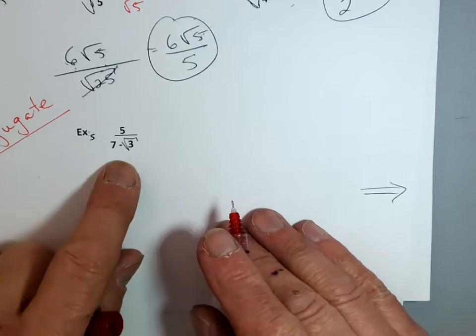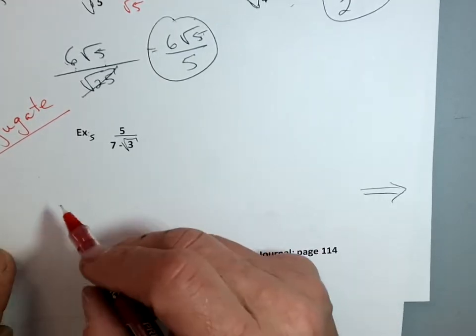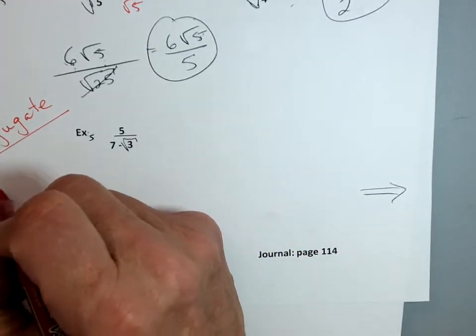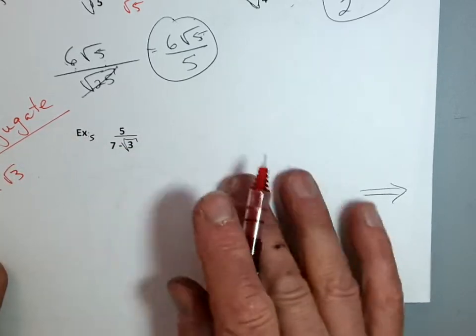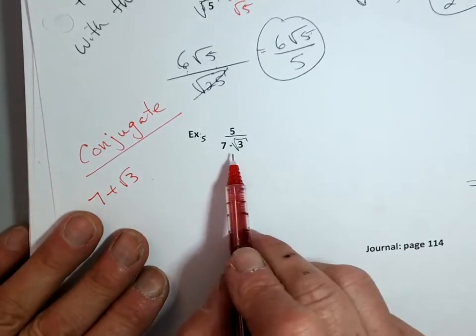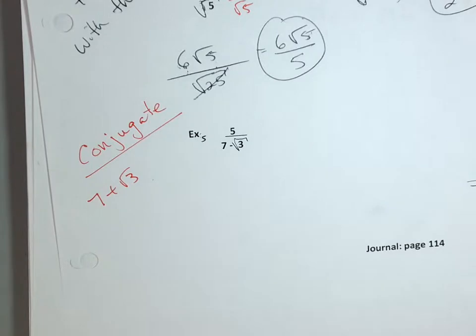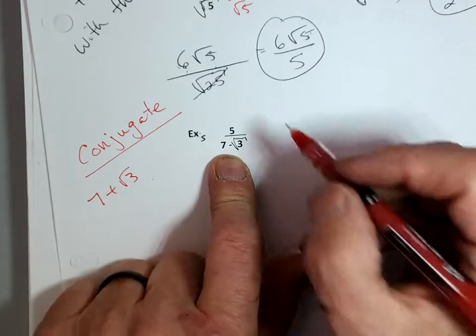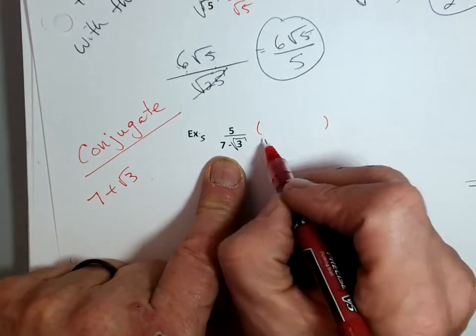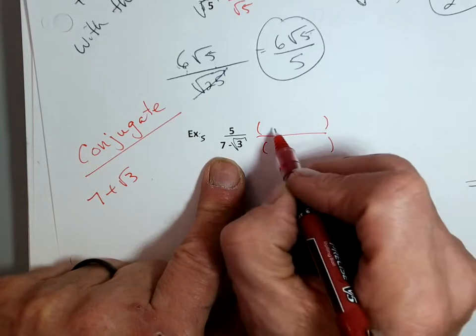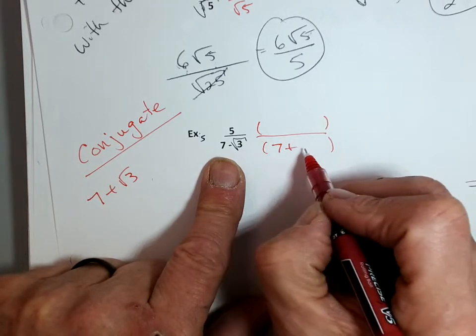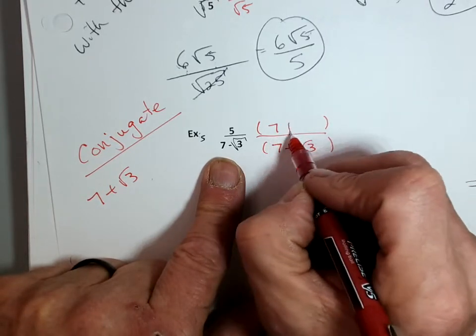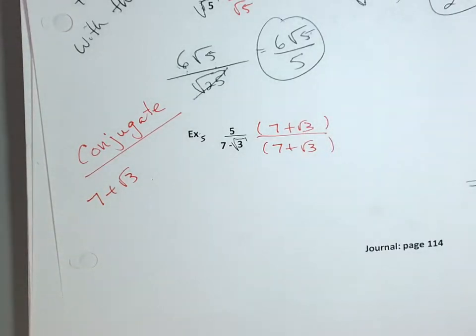It's going to be the opposite. So the conjugate of this one is going to be 7 plus the square root of 3. Okay, the conjugate is the opposite of this. And let me show you how it works, okay? So if it's a plus or minus, I'm going to multiply it by 7 plus the square root of 3, just the opposite. So I'm going to multiply both top and bottom by 7 plus the square root of 3. And I'm going to show you why it works, okay?